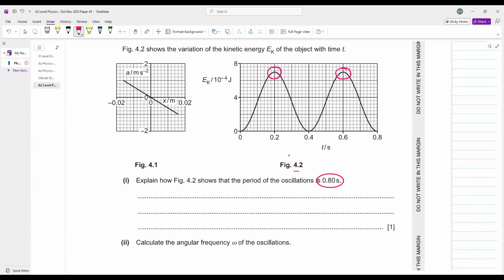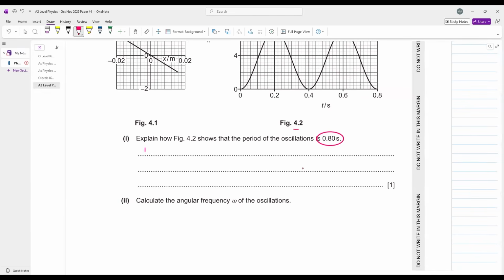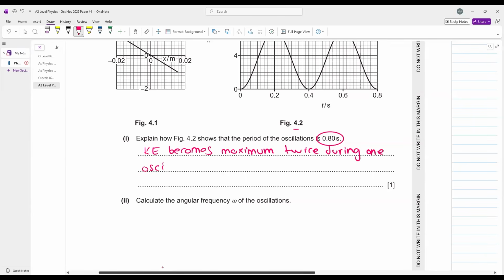बेटा kinetic energy maximum होती है दो दफा in one oscillation, and it is only happening after 0.8 seconds. So you can say kinetic energy becomes maximum twice during one oscillation. Simple as that. Calculate the angular frequency of the oscillation.